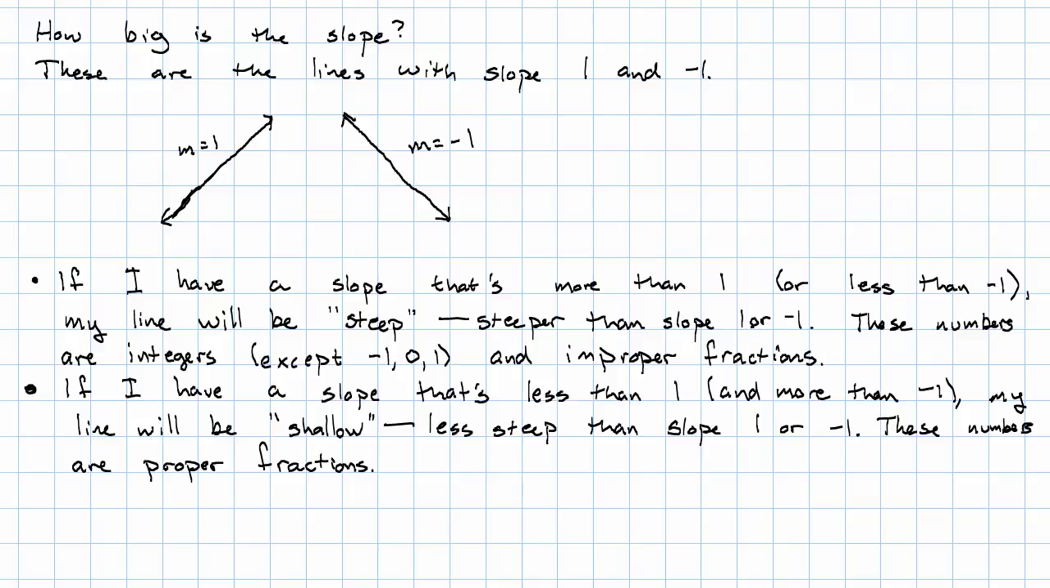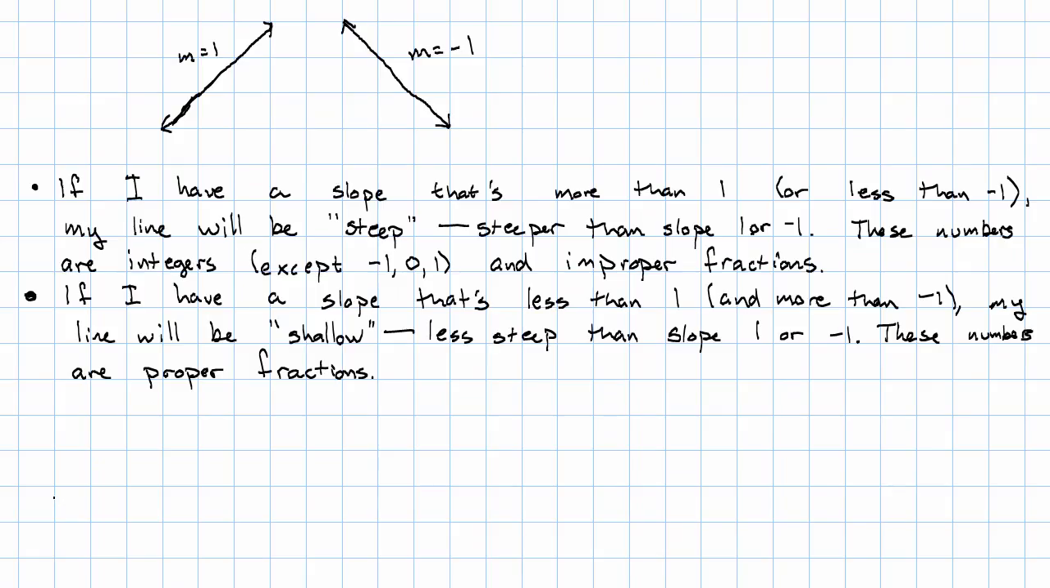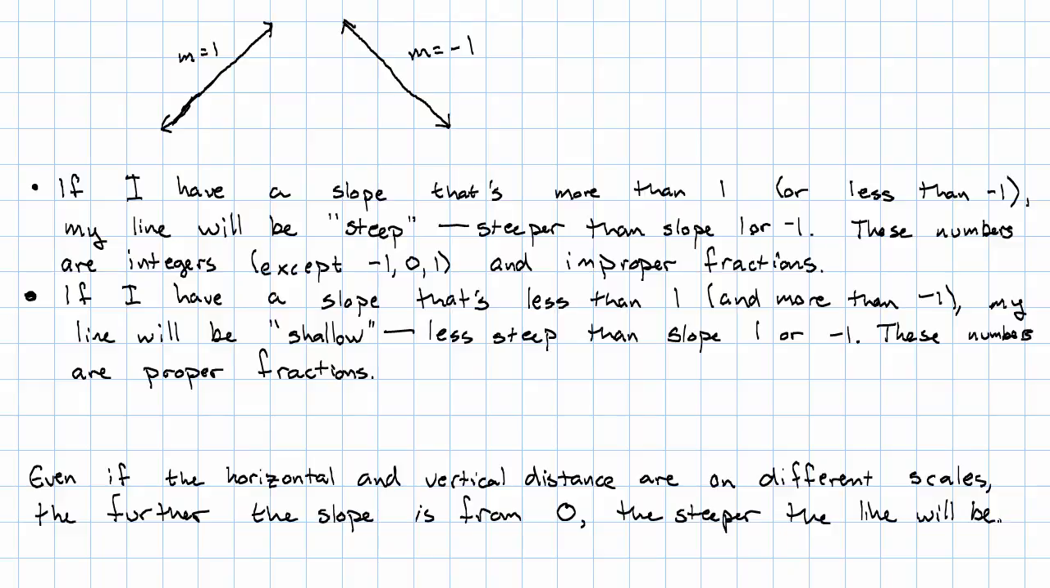And that can be useful because one common mistake in calculating the slope is switching the rise and the run with each other. If you're used to looking at a line and saying, is it a steep line or is it a shallow line, and therefore, do I expect my slope to be more or less than 1, you'll immediately catch that mistake. It'll be immediately visible to you as a mistake. Now, there's a more general fact about how big or how small the slope is that even applies on different scales. Even if the horizontal and vertical distance are on different scales, the further the slope is from zero, the steeper the line will be.